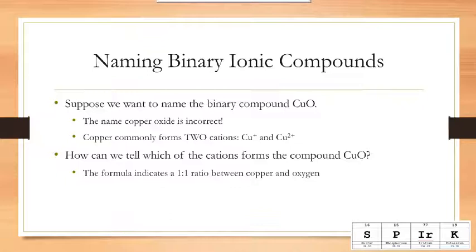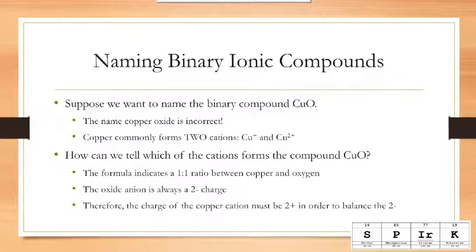So when we look at the formula, CuO indicates a 1-to-1 ratio between copper and oxygen. And we know that the oxide anion is always a 2- charge. So therefore, the charge of the copper cation must be 2+ in order to balance the 2-. Because they're in a 1-to-1 ratio, and since oxide is 2-, copper must be 2+. So that is going to be copper(II) oxide.